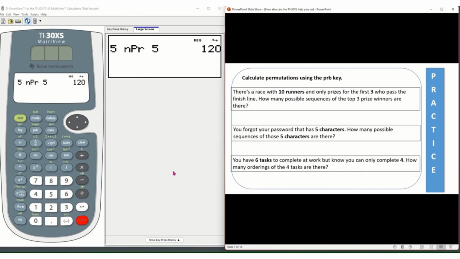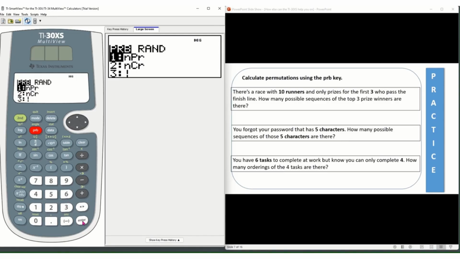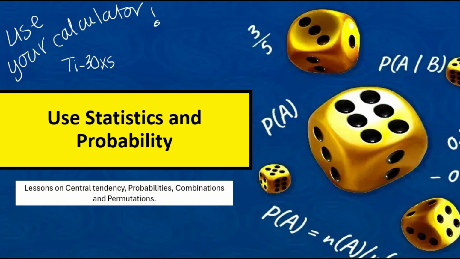You have 6 tasks to complete at work, but you can only complete 4. How many orderings of the 4 tasks are there? So when it asks how many orderings, we know sequence matters. So I'm going to do another permutation. What is my large group that I'm going to pull from? 6. PRB, number 1. What do I want from it? I'm only going to be able to do 4 tasks. Let's see how many different sequences or orderings I have. 360 different orderings.